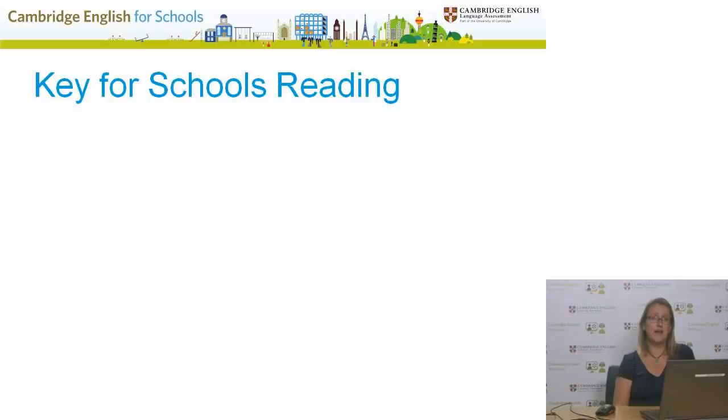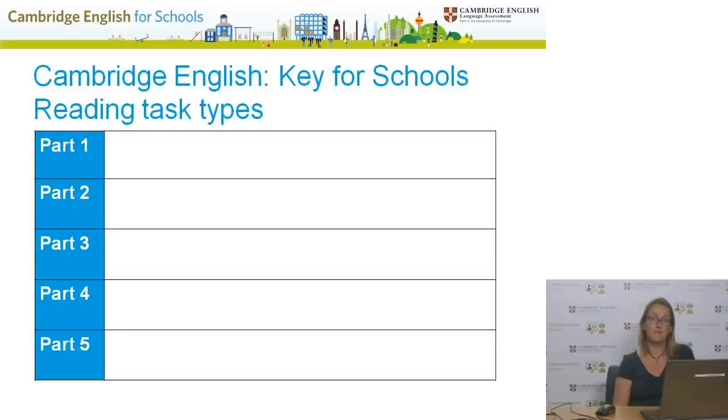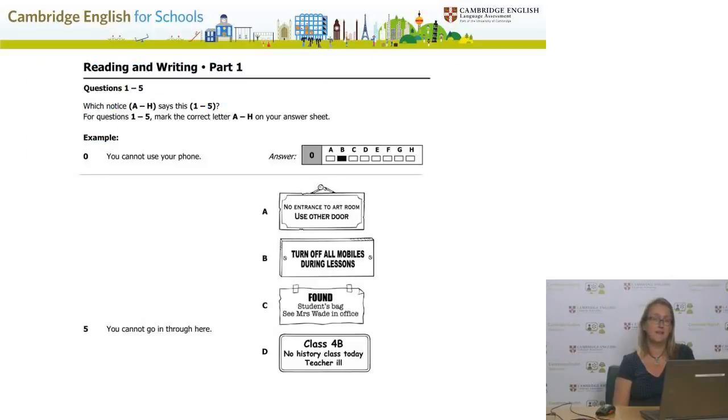Now let's look at the Cambridge English Key for Schools reading task types. There are 5 reading tasks. The first is a matching exercise, like this one. In the actual exam there are 5 questions on the left and 8 notices on the right, A to H. For the purposes of this webinar, let's look at sentence 5.